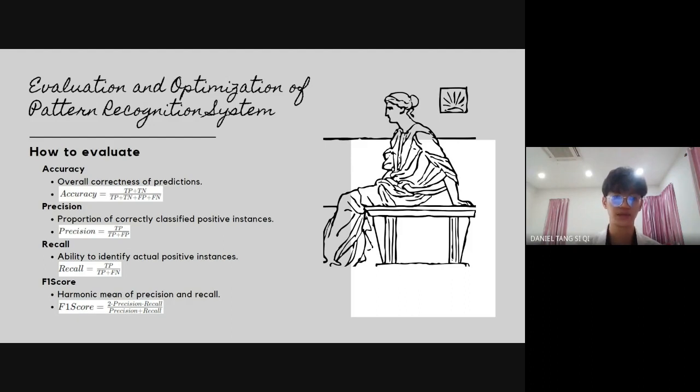Hi, I'm Daniel. We'll delve into the evaluation and optimization of pattern recognition systems. Let's start with how to evaluate the performance of these systems. It uses metrics like accuracy, precision, recall, and F1 score.